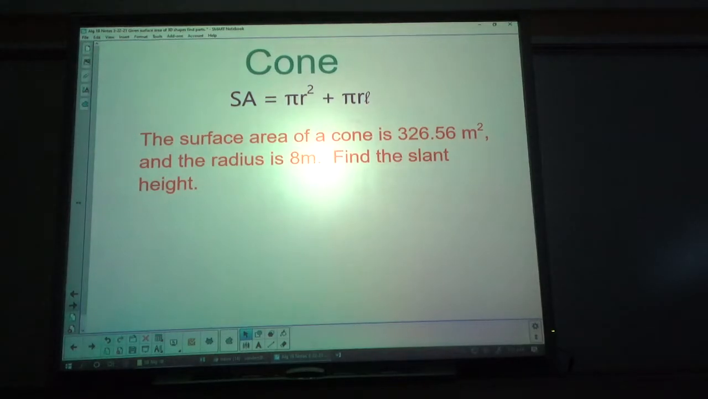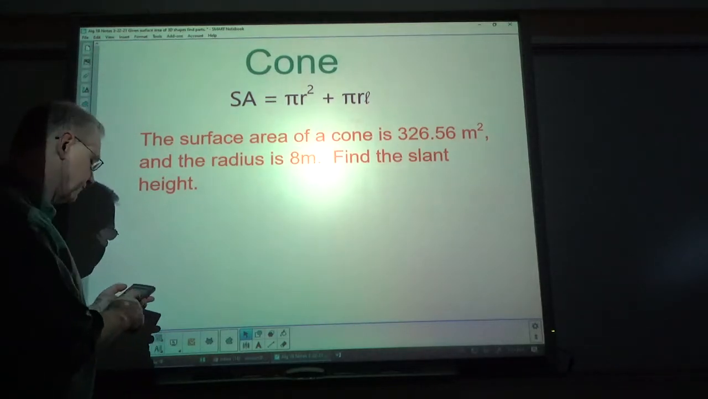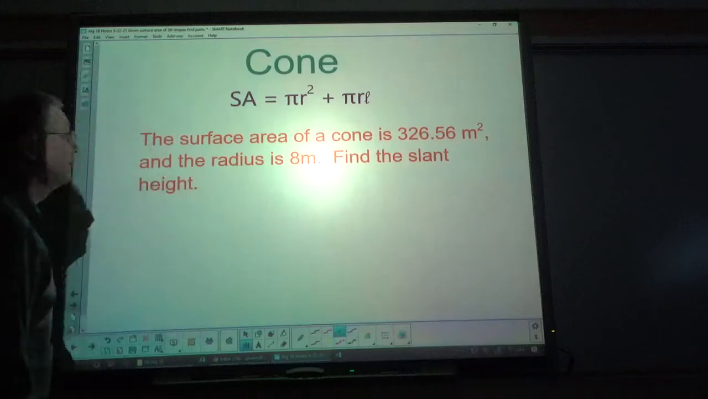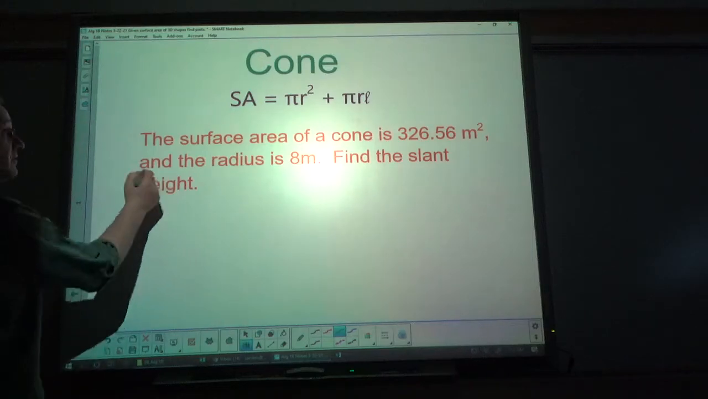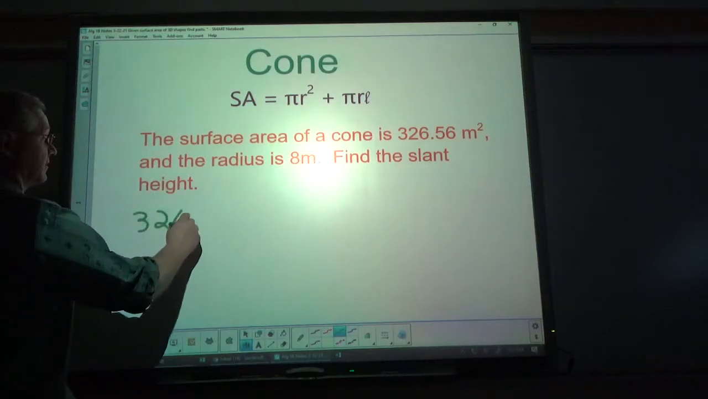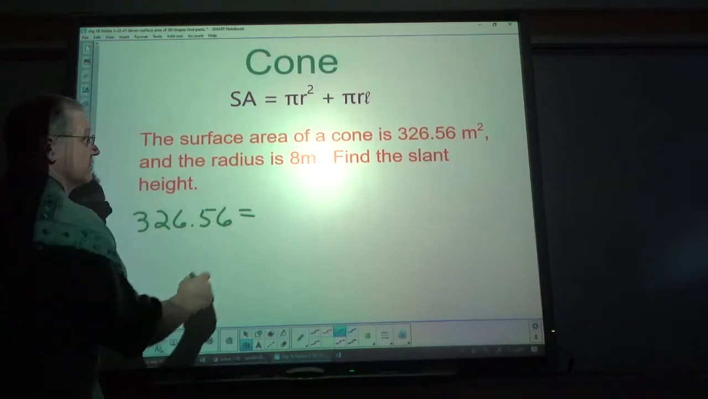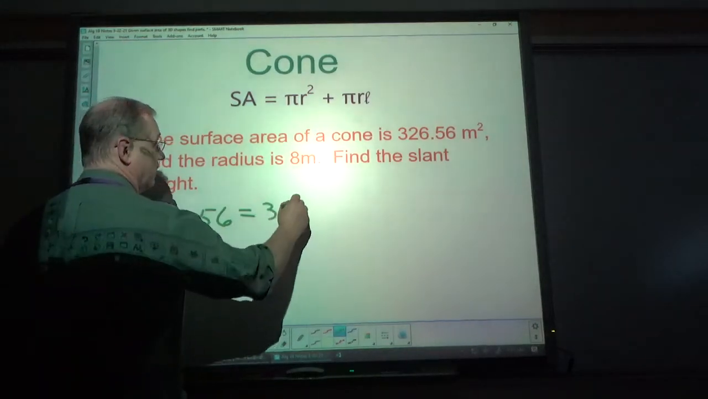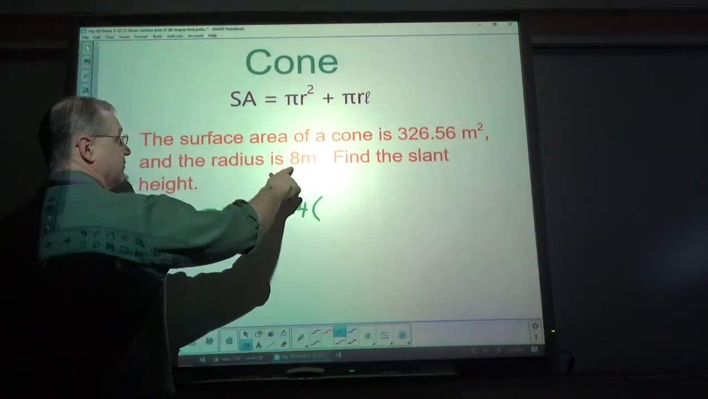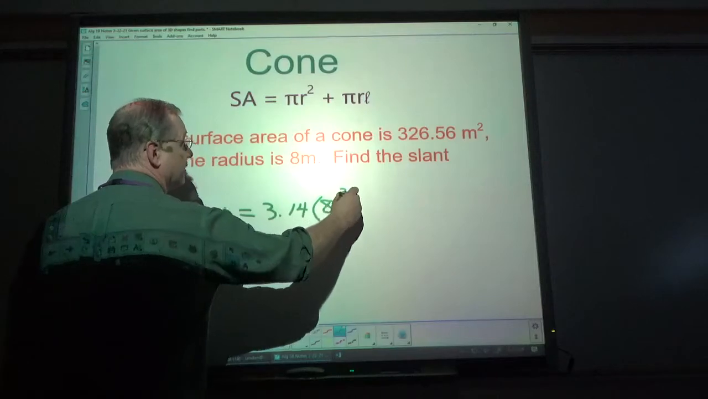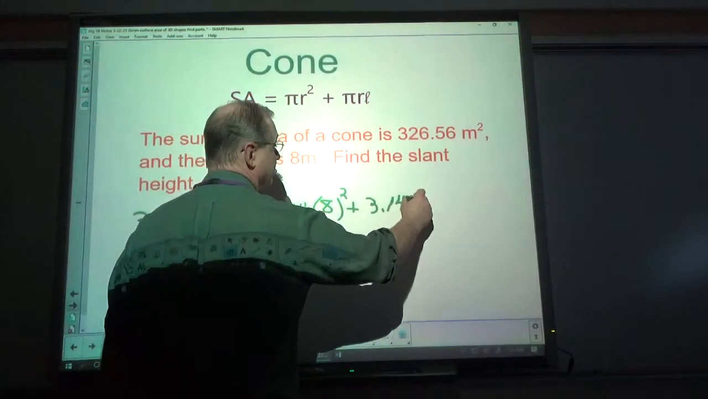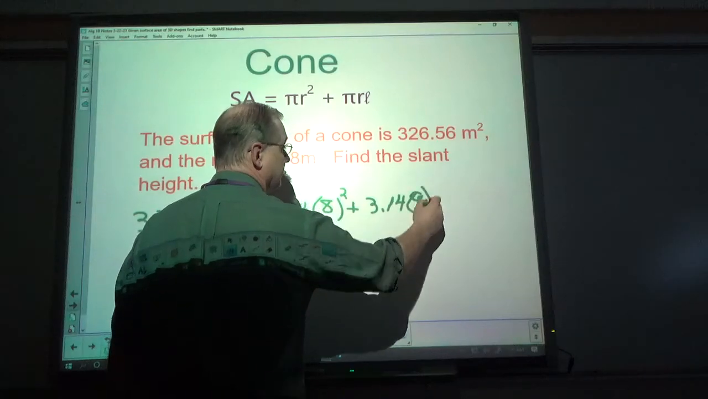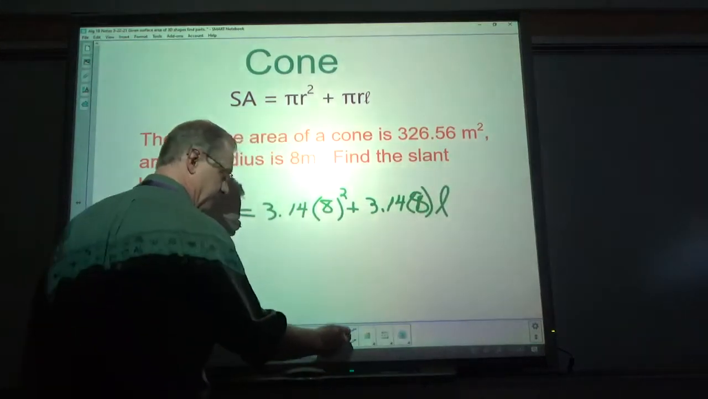Next to last is cone. We have the surface area and the radius. We're asked to find the slant height. So 326.56 equals 3.14 times the radius 8 squared plus 3.14 times the radius 8 times the slant height.